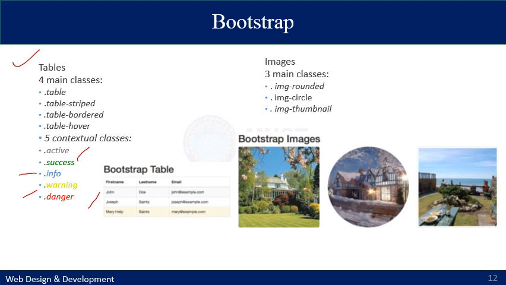Images also have main classes. One is img-rounded, that will round the corners slightly. Then the img-circle, which rounds the image to a degree that the image becomes a circle. And the img-thumbnail actually shows a smaller image on your page.